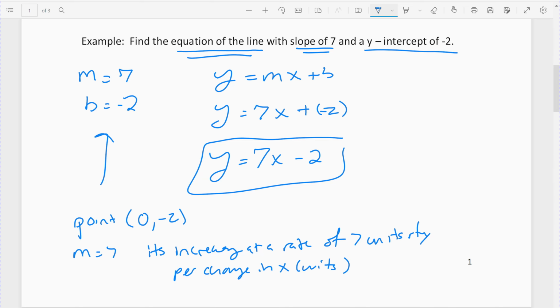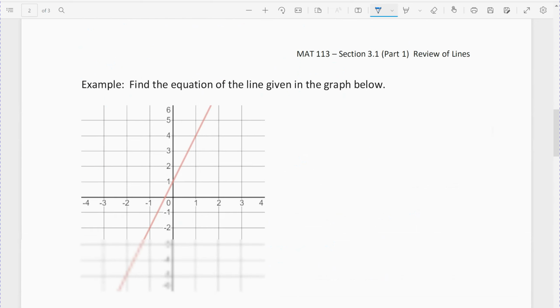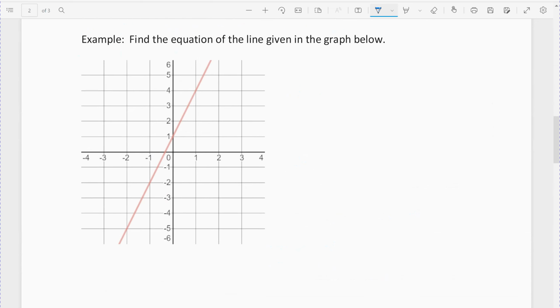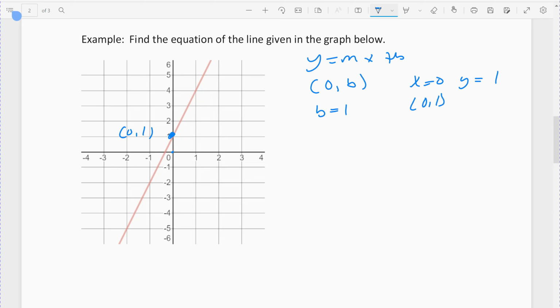Find the equation of a line given the graph below. So if we're given a graph, we should be able to find the equation of a line. All right, so it means I need to locate a couple points in order to find my y equals mx plus b. I need to find my b first, which remember, b is the point 0, b. When x is 0, what is my y value? Well, x is 0 is here. I go up and hit my curve. Well, that's the point 0, 1, right? So my y-intercept is 0, 1. All right, so b is 1.